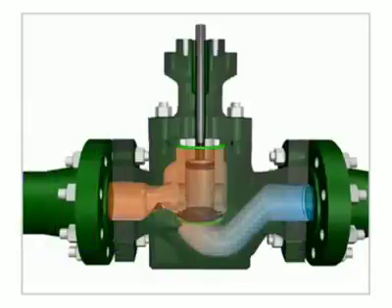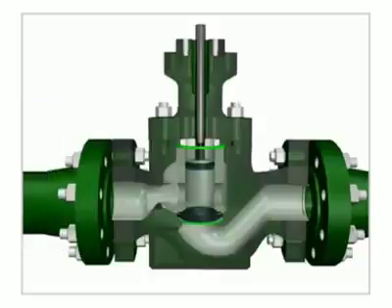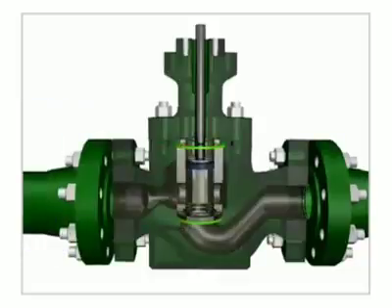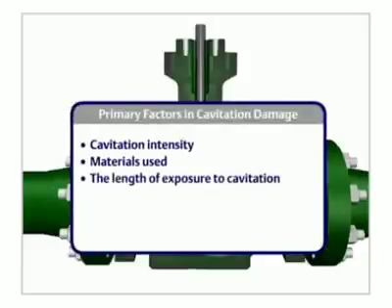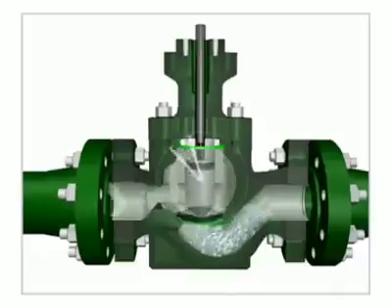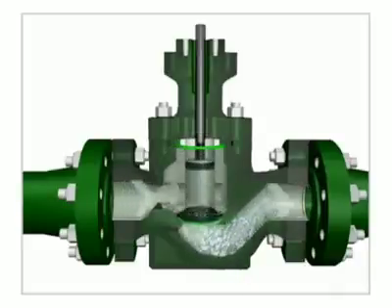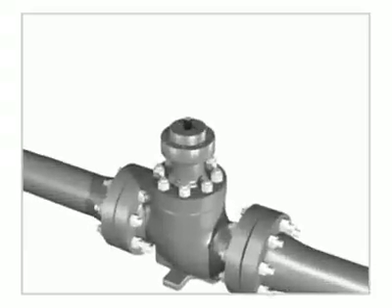Greater drops in pressure increase the potential for damage. The materials used in the construction of the area where the cavitation occurs. Hardened materials reduce damage. The length of exposure to cavitation. The more frequently that cavitation occurs in an area, the more likely it is to sustain damage. Valve size. Increasing the valve size tends to make the effects of cavitation worse.